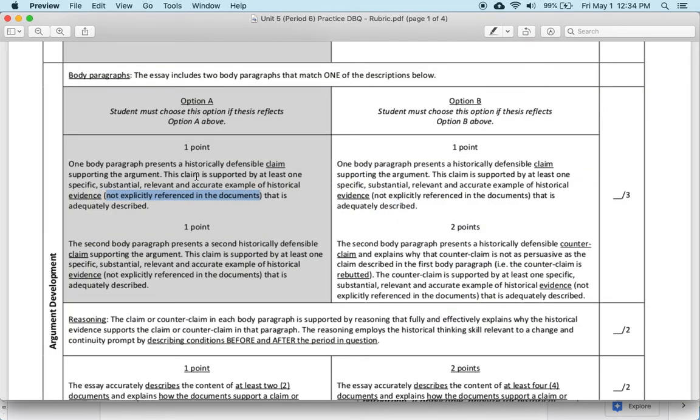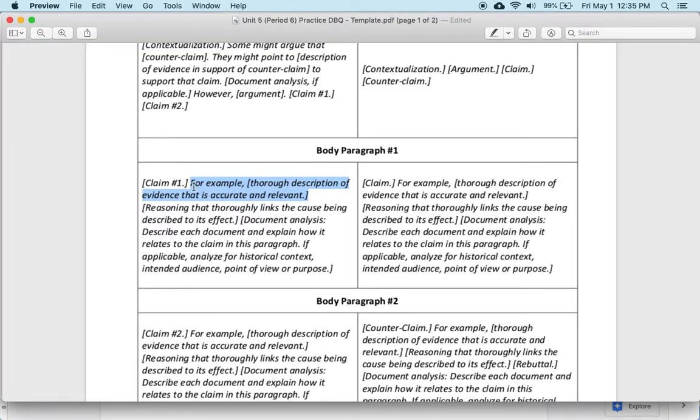My evidence is therefore specific: Rockefeller, Standard Oil, vertical integration, horizontal integration. It's substantial and relevant. It all connects with my claim about the power of wealthy people and wealthy businesses. It's accurate, I promise you. It is adequately described. That's enough. And, like I said, it's not referenced in the document, so I can get a point for that. So I've knocked out evidence.